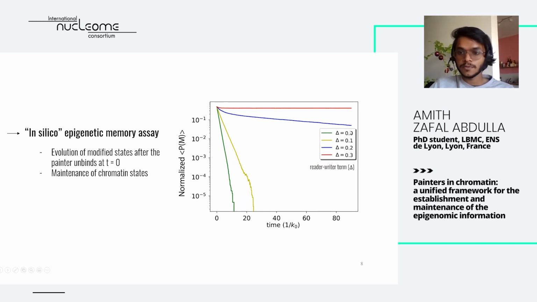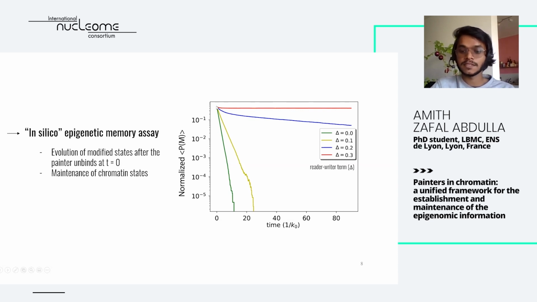When delta equals 0, with no reader-writer process, we see exponential decay of the modified state. It quickly turns into unmodified state. With low reader-writer process, we see the same. At a critical reader-writer process, we see a very slow decay of states. Above that threshold, we are able to maintain the states. So with sufficient reader-writer term, we can actually maintain the states. And the question is, is the state at time t greater than t0, the state which is maintained, related to the state that was at the beginning?